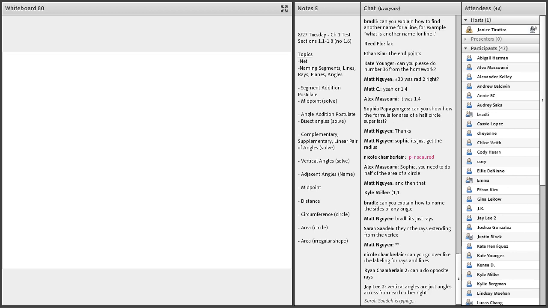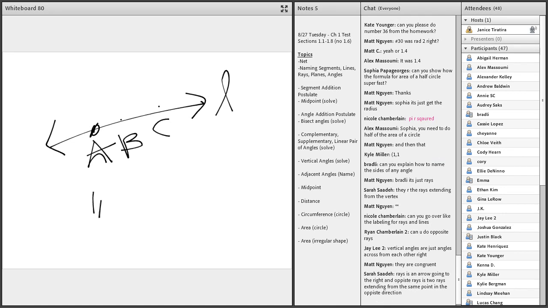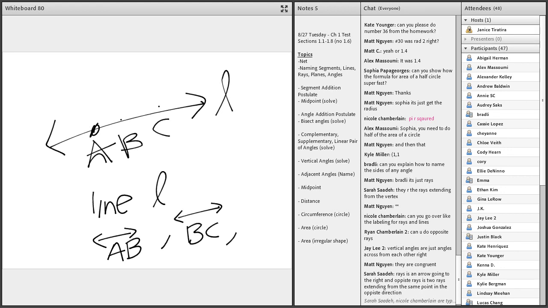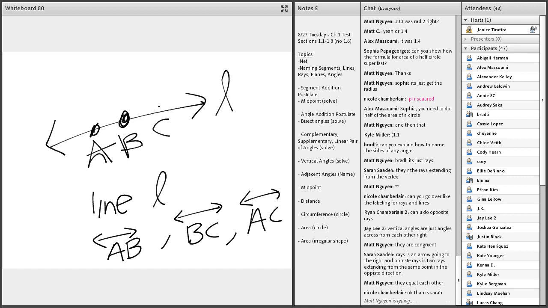Oh, what's another name for line L? Okay, so here's A, B, C, line L. So another way to name line L is pick two letters: AB with the bar above it, BC with the bar above it, or AC with the bar above it. Those are three other ways to name it. Just pick 2 points on the line. Don't pick this point D.